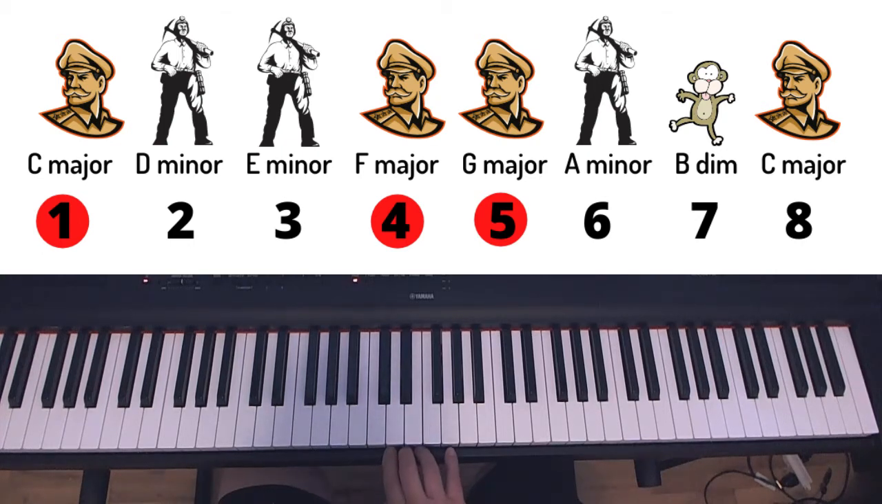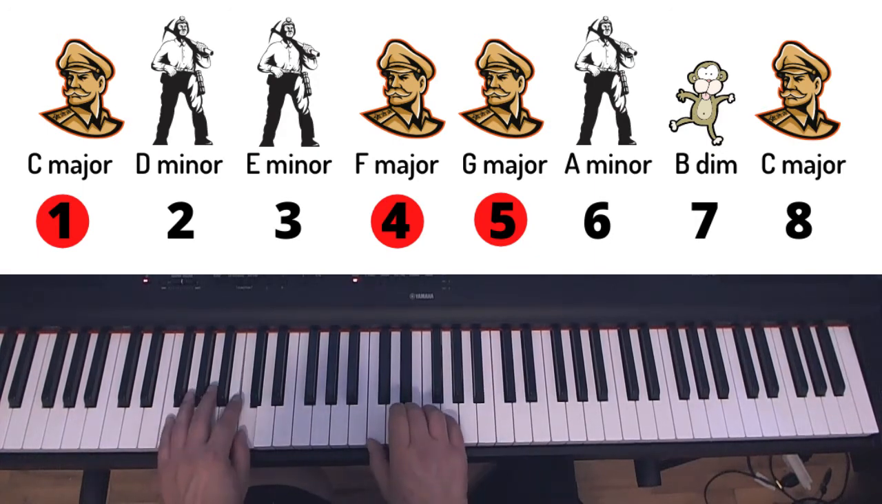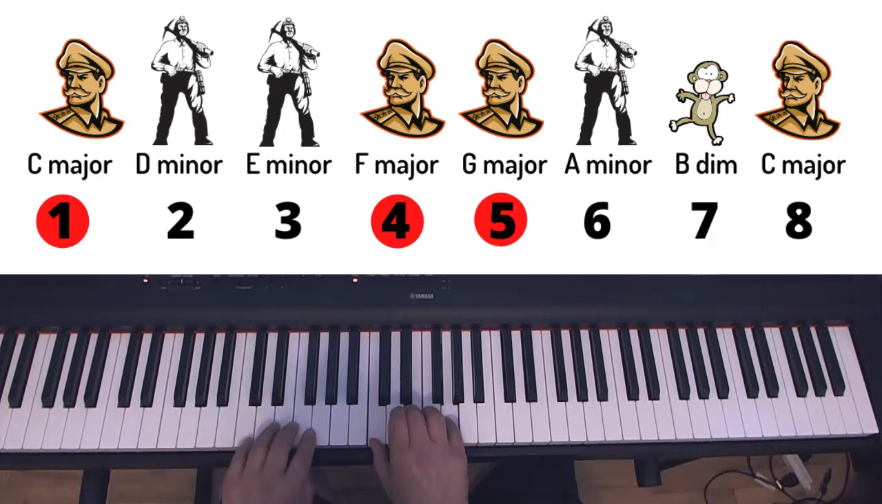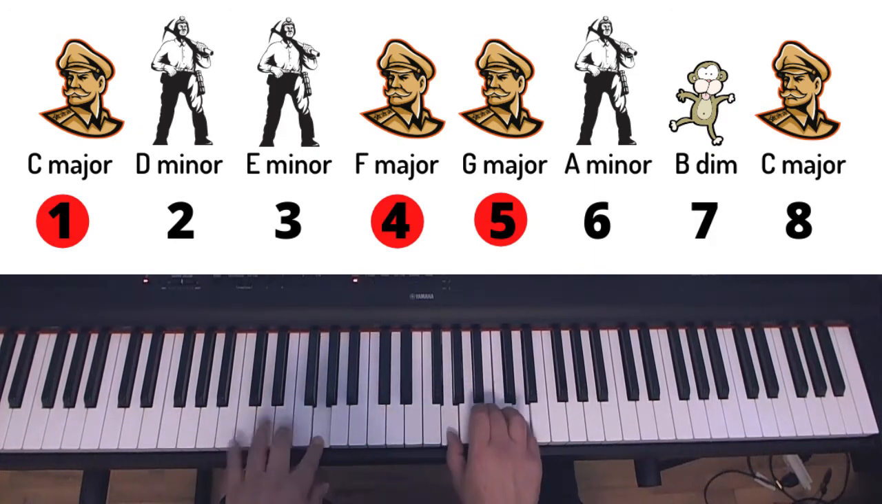So the three main chords are going to be the first, we're in the key of C, so obviously you're going to have a C chord. So we're going to go 1, 2, 3, 4, makes an F chord. 1, 2, 3, 4, 5 is G. So the key of C has C, F, and G.